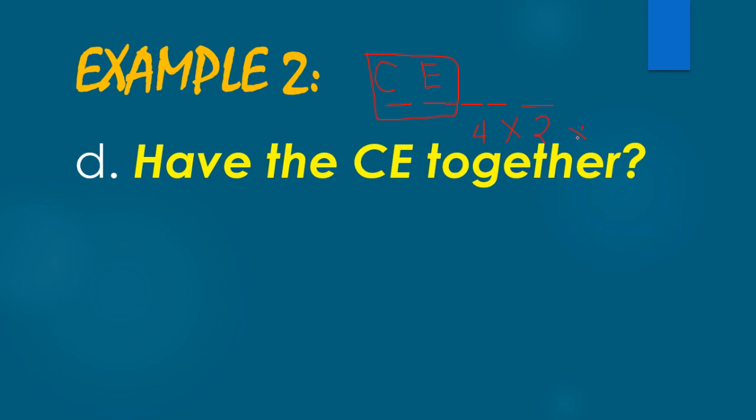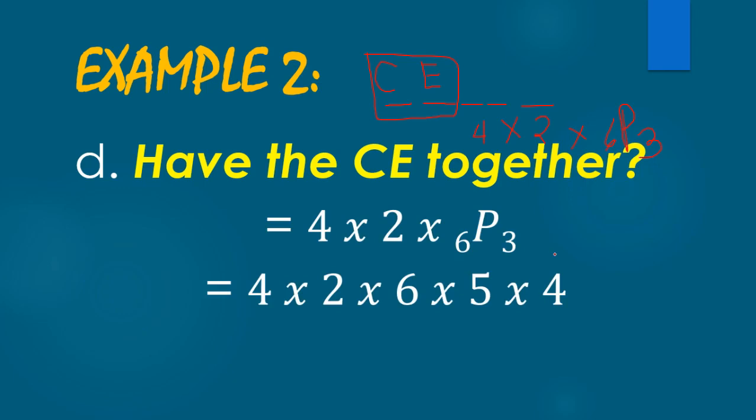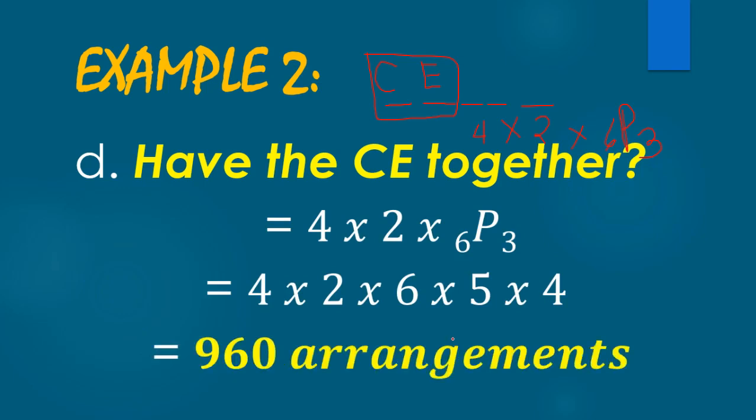Times, we still have the other 6 letters aside from C and E. So there are other 6 letters to be filled in with our 3 spaces. So that would be times 6P3. Again, we have 4 times 2 times 6P3, and 6P3 is 6 times 5 times 4. And that is simplified as 960 arrangements.